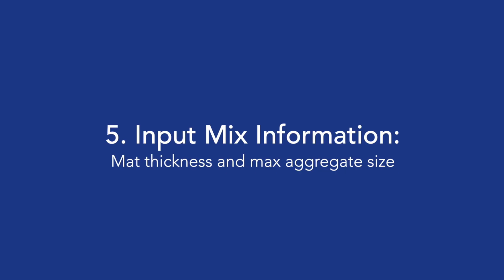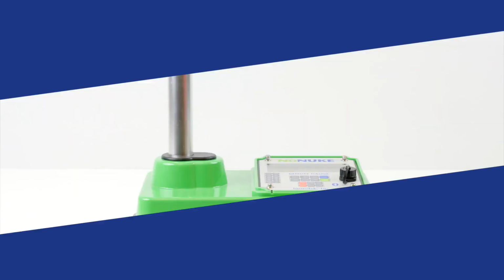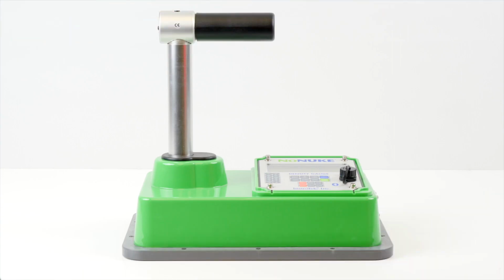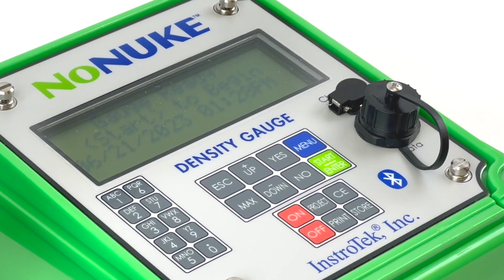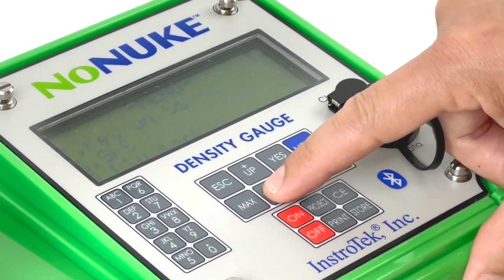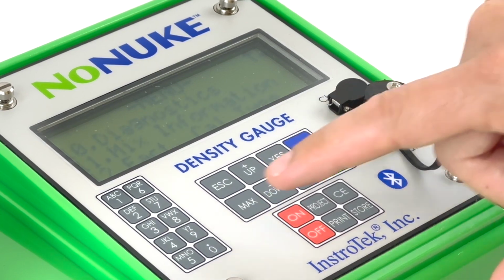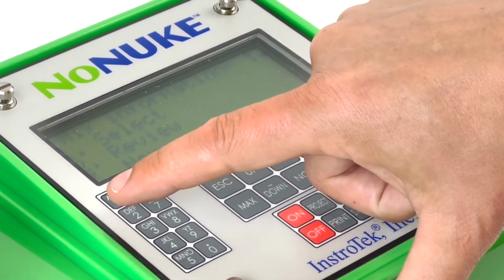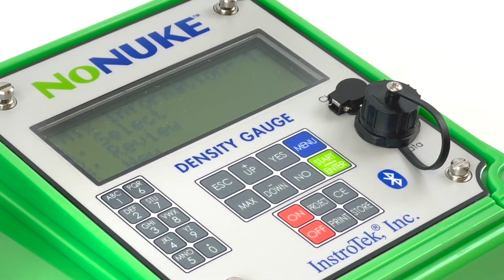5. Input mix information, mat thickness, and max aggregate size. The NoNuke has a dedicated area for storing important mix parameters. This can be done under Menu Item 11. Details on entering this mix information can be found in the operator's manual. Under this menu item, you can 1. Select an already stored mix information, 2. Review an already entered mix information, 3. Enter a new mix information, and 4. Erase an already stored mix information.